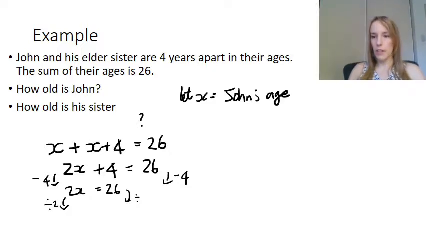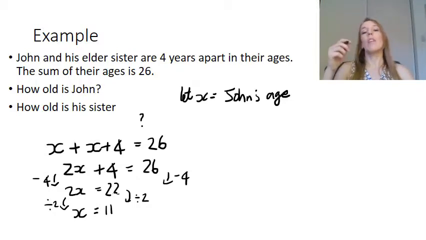Oh, sorry, that's a mistake there. That should not be 26, because 26 take 4 equals 22. So then we're going to divide both sides by 2. So x equals 22 divided by 2, which is 11.